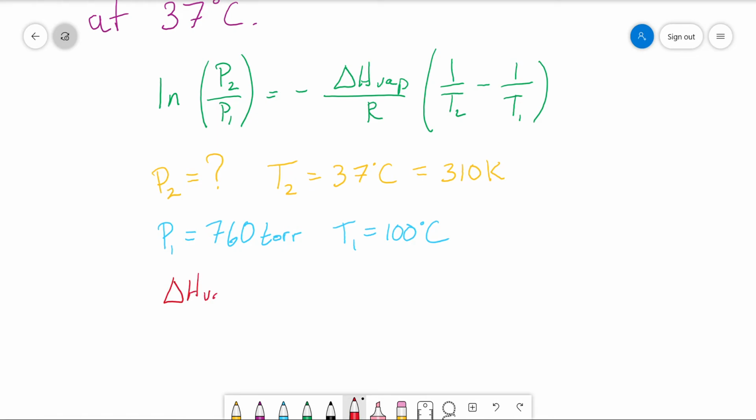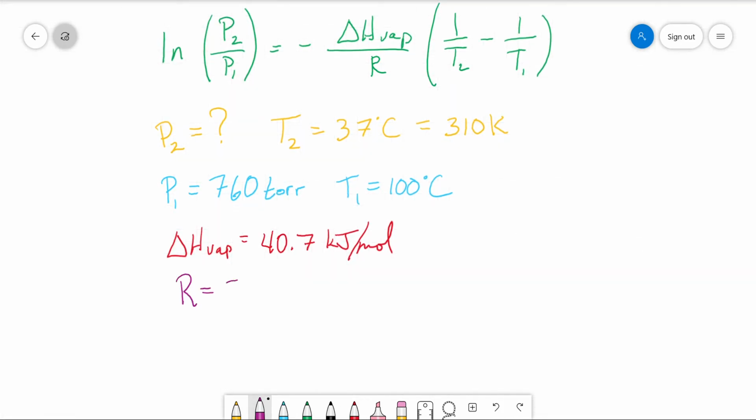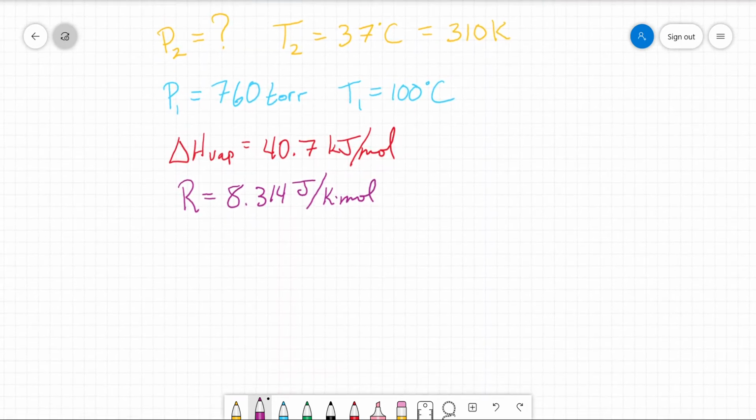Delta H vap, that we just look up: 40.7 kilojoules per mole. And then R is 8.314 joules per Kelvin times mole. Now, from this point, there's just a couple of tricks about units and solving this with natural logs, but it's really not that difficult. But we're going to walk our way through it just so we're all on the same page.